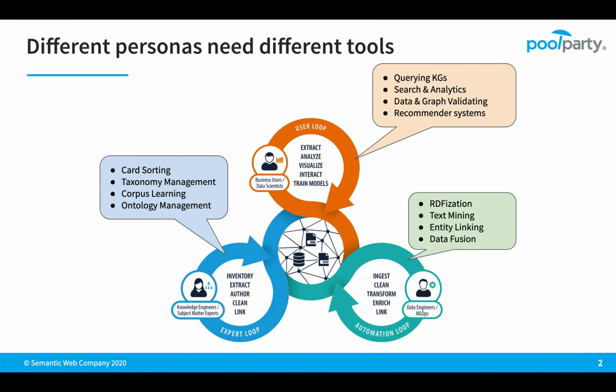And in our knowledge graph cycle we talk mainly about the user loop in that case, the business users and data scientists that need a 360-degree view on their customers, in that case employees. We talk about HR again in our example.